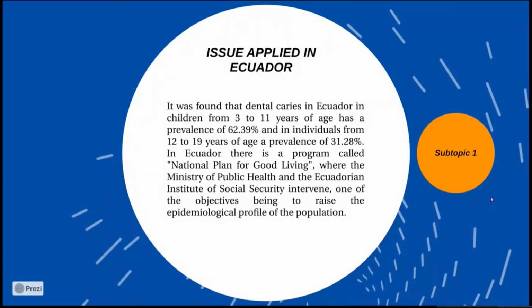It has a prevalence of 62.39% in children, and in individuals from 12 to 19 years of age a prevalence of 31.28%. In Ecuador, there is a program called the National Plan for Good Living, where the Ministry of Public Health and the Ecuadorian Institute of Social Security intervene. One of the objectives is to raise the epidemiological profile.